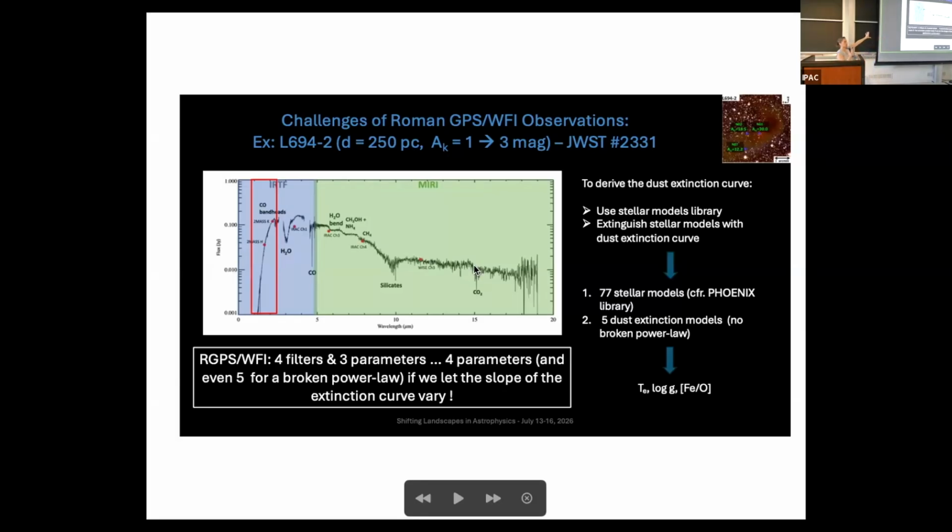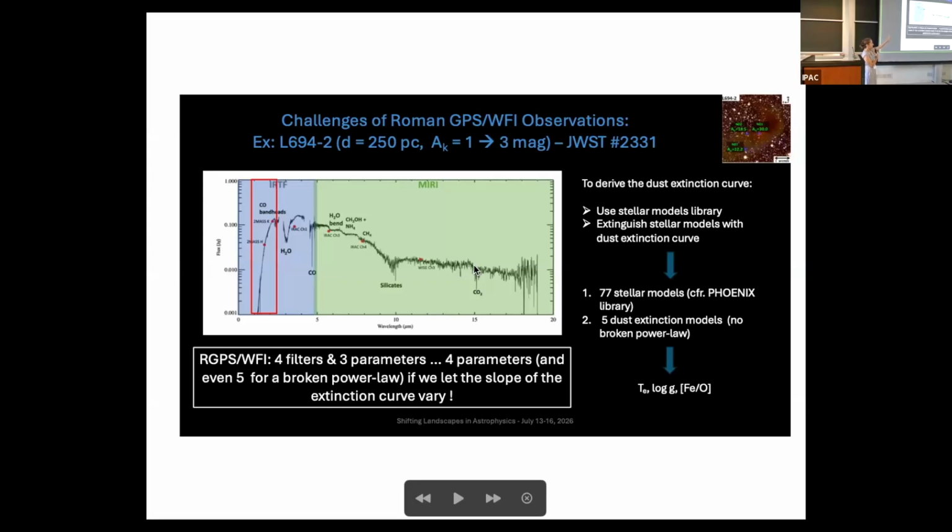So this is the observed spectrum. To extract the dust extinction curve from here, what we need to do is basically to fit a library of stellar models, but the library of stellar models has to be extinguished by extinction. So it's a bit circular, because to derive the extinction, you have to extinguish your target in the first place. So for example, what we do for JWST, we use the Phoenix stellar model library.